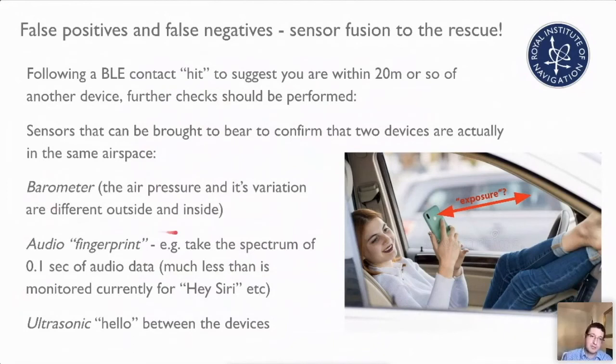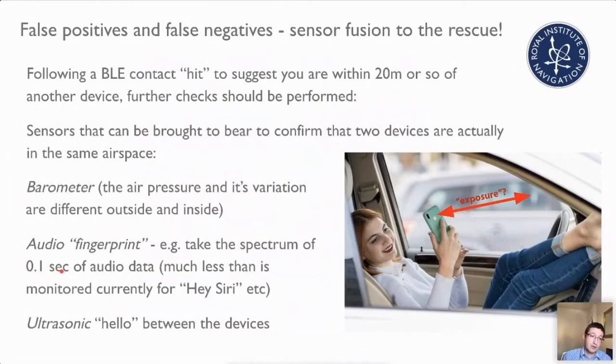So measurements from the barometer could be compared between the phones. This would help to confirm, for example, if I'm sat inside a warm, dry environment and outside it's much colder and much wetter, and someone's through the pane of glass on the other side of the window, there'd be quite a difference in the barometer readings, although the Bluetooth signal strength would be very, very high.